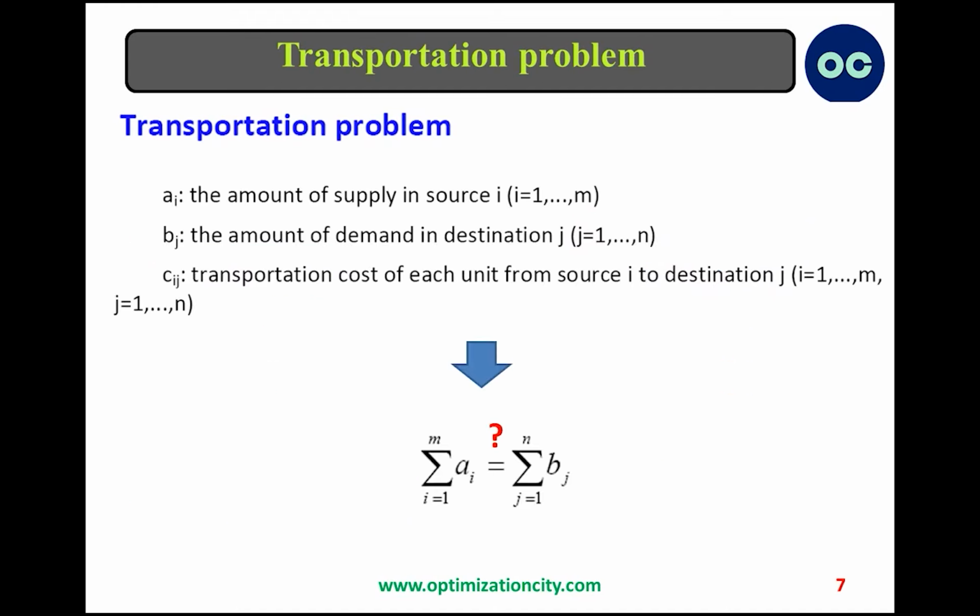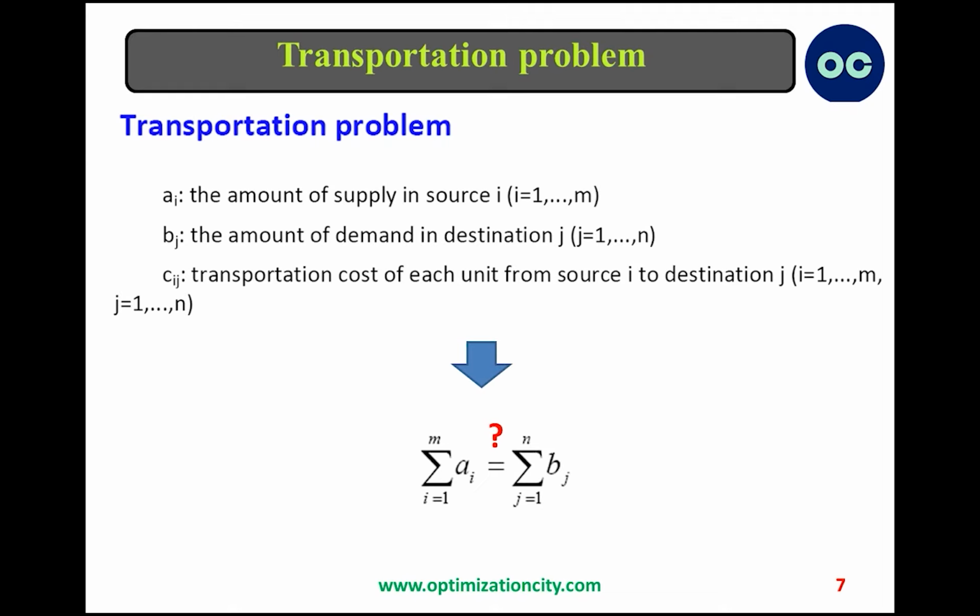To express the mathematical formulation of the transportation problem, we define the following parameters. Ai represents the amount of supply available at source i, where i is equal to 1 to m. Bj represents the amount of demand required at the destination j, 1 to n. And Cij denotes the transportation cost per unit from source i to destination j, where i is equal to 1 to m and j is equal to 1 to n.